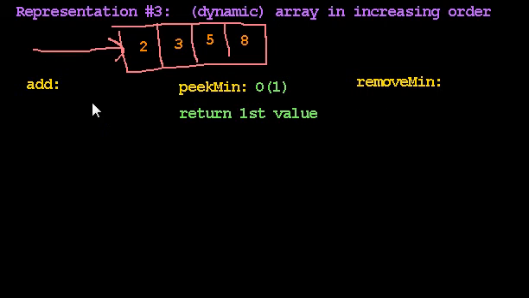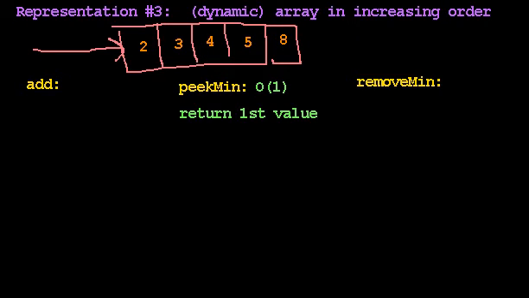How about adding? How do we add? Well, now we have to insert, right? It's not just enough to add the value to the end, because let's say we're adding 4, 4 doesn't go at the end. If I add a 4, that means I need to shift the 8 into that last position. Shift the 5 over. So I now have room for the 4 so that I maintain the array in increasing order.